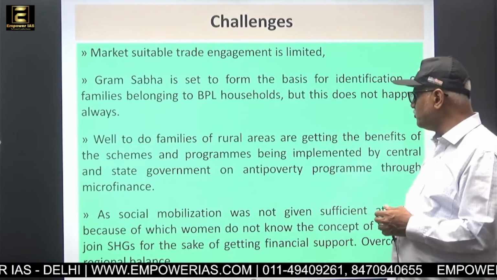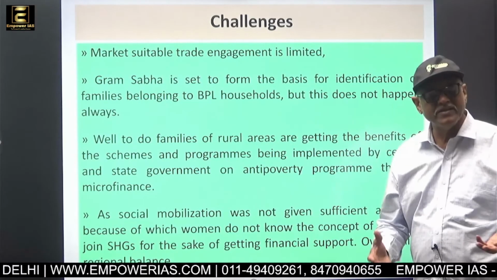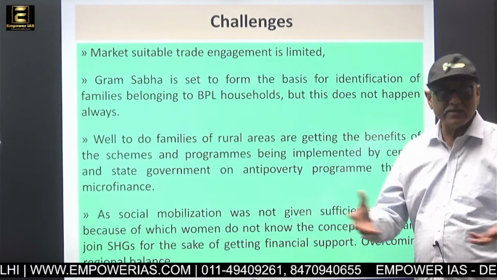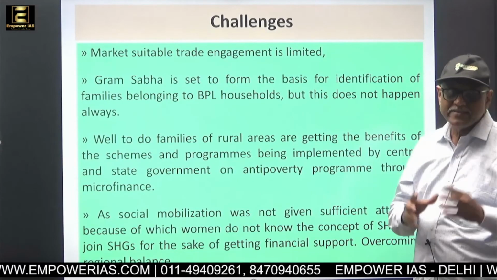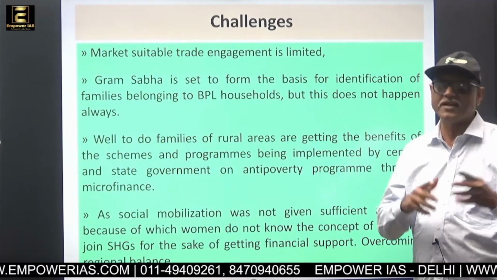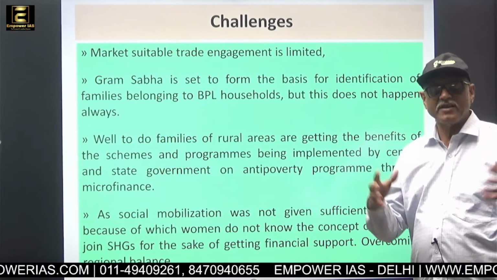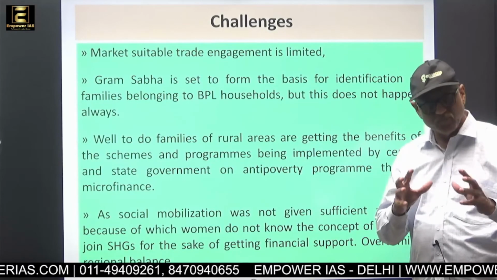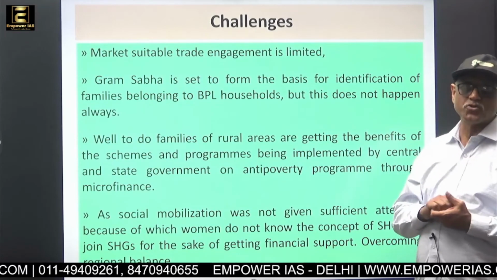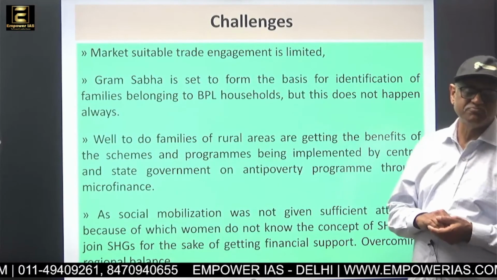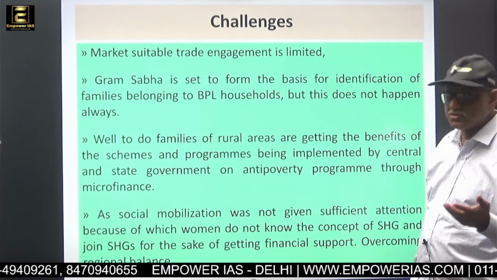Then well-to-do families of rural areas are getting the benefits of this scheme. Lots of well-to-do families who are in no way near poverty are taking huge interest because they are making it like a kitty party. This is not the actual initiative. That doesn't mean that women of well-off families cannot do an SHG. They can, but definitely its basic focus is for poor families. But sometimes wrong reports and wrong examples also come. One should look into that.